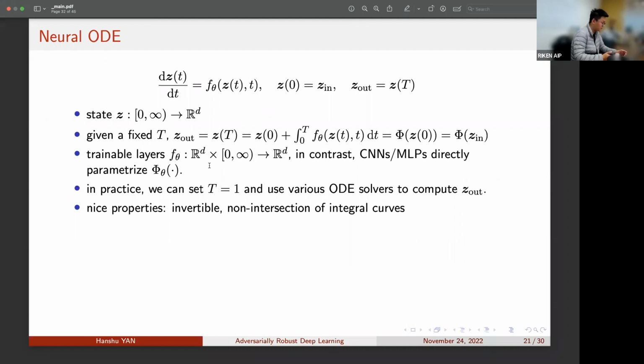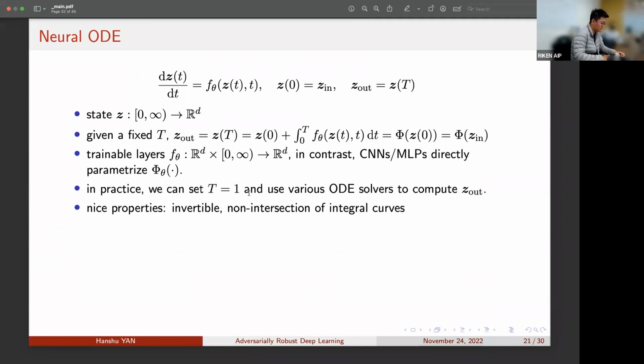And NeuralODE parameterizes the dynamics as f theta, and then we have a fixed t and fixed parameters of the dynamics. Then the map from the input z to the output is fixed. So this is NeuralODE. In practice, the value of t doesn't matter.